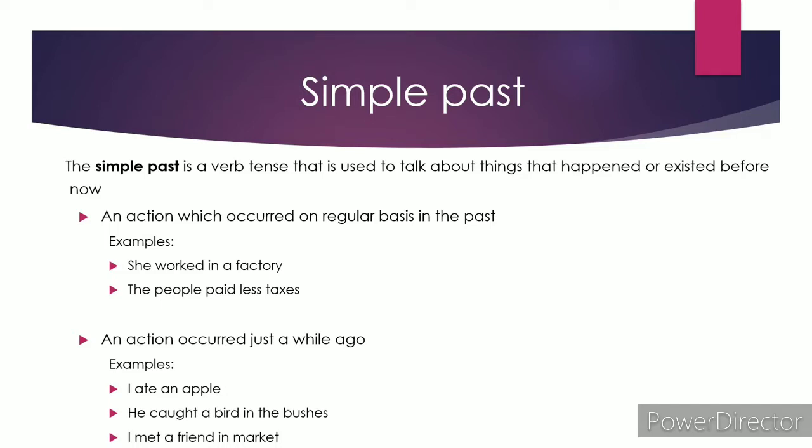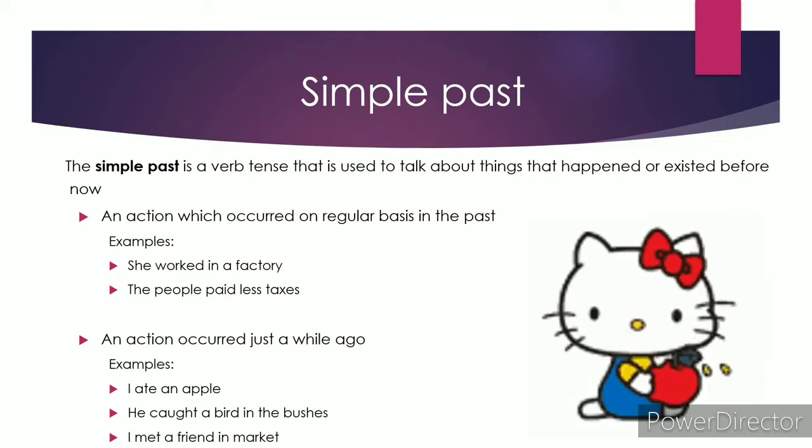Here, the simple past tenses are worked, paid. An action occurred just a while ago. Also, the simple past tense can be used. Examples: I ate. He caught a bushel. I met a friend at market. Oh, here we find a Tweety eating an apple.